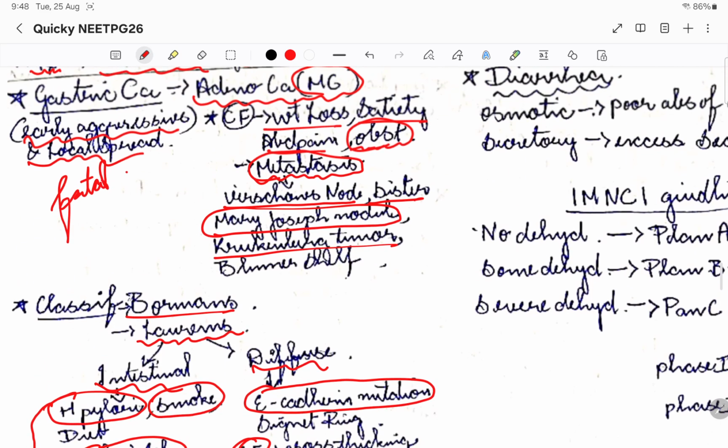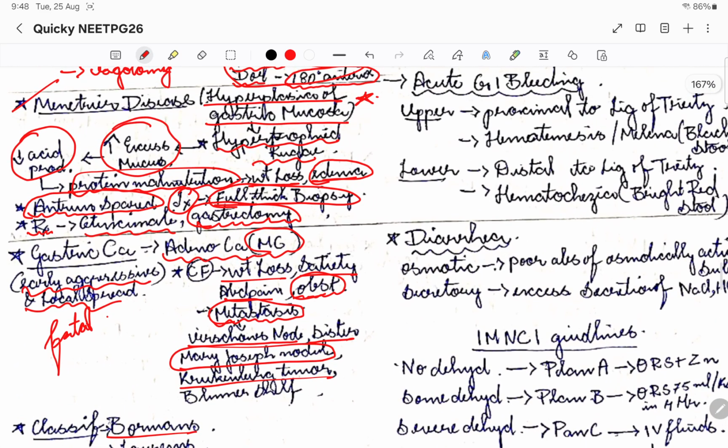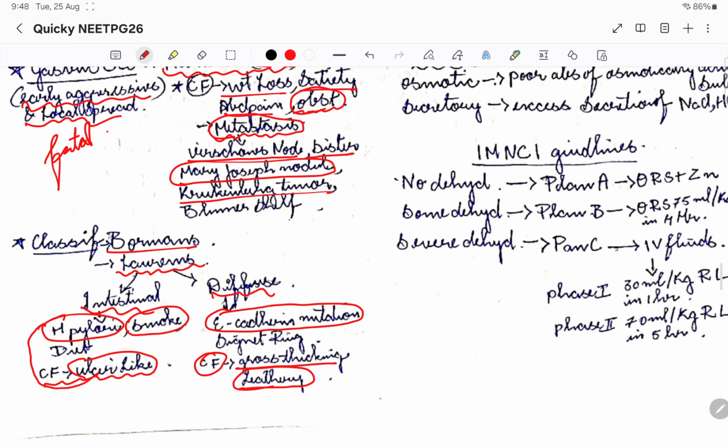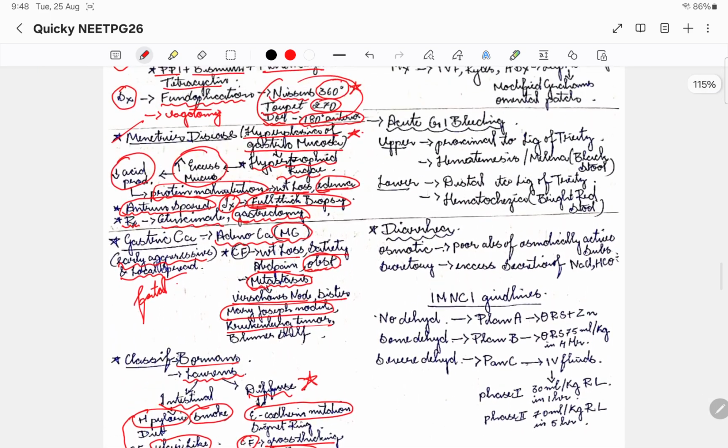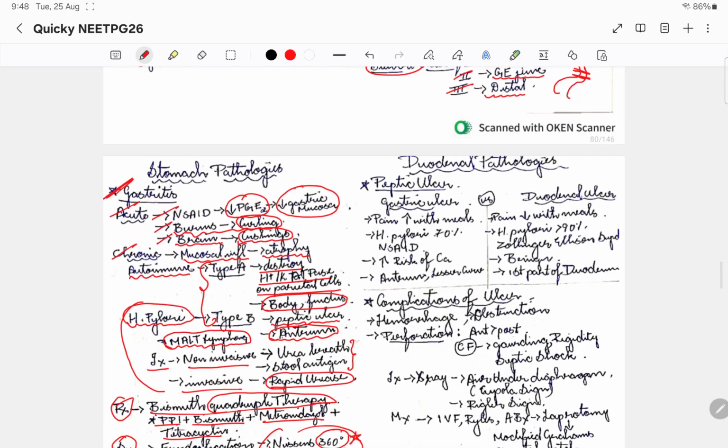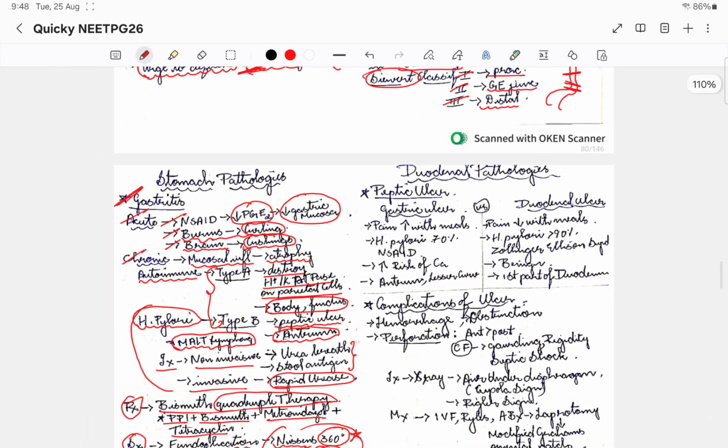That is why I told you, right? In Menetrier's disease, we'll take a full thickness biopsy to rule out whether it is the diffuse type of gastric carcinoma. So that is all. That is all the pathologies with respect to the stomach.